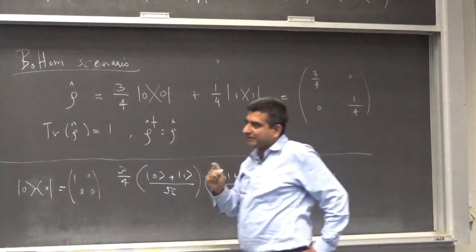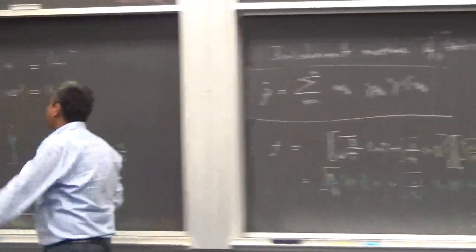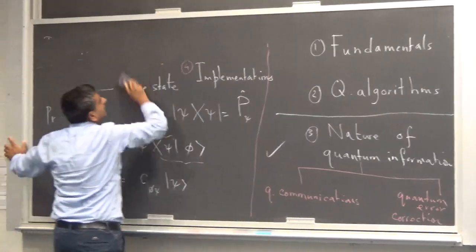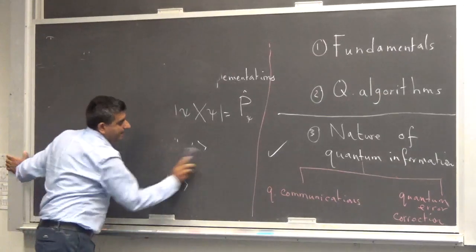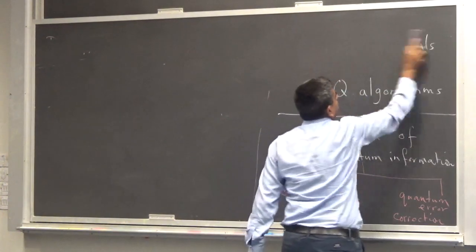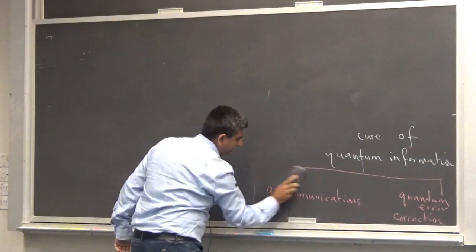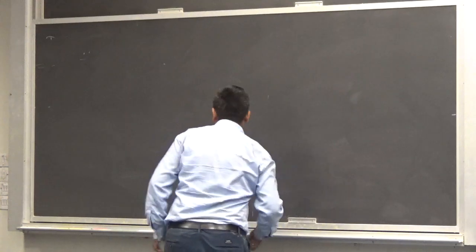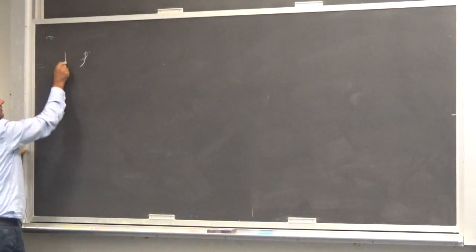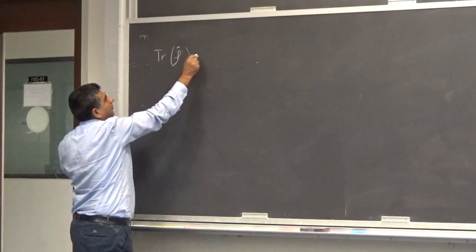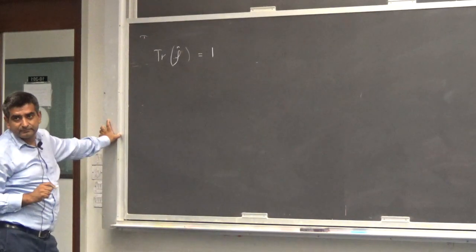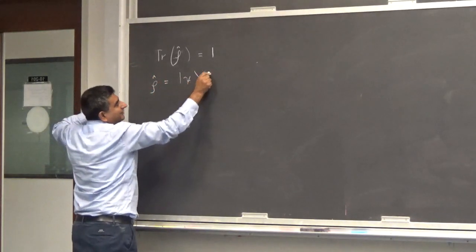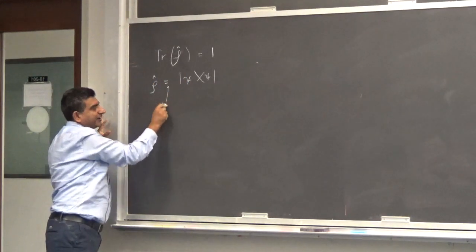So how can you check whether a state is pure or mixed? You can check that by a simple mechanism. If I have rho, what's the trace of rho for pure or mixed? 1. For both of these cases it's 1. Now for a pure quantum state, we know that rho is equal to some ket-bra. Right? This is how we define a pure quantum state.